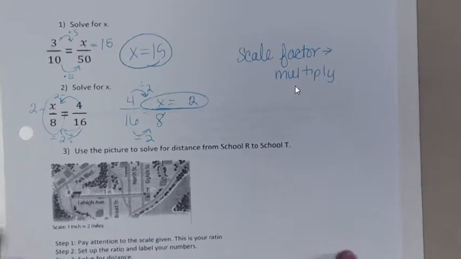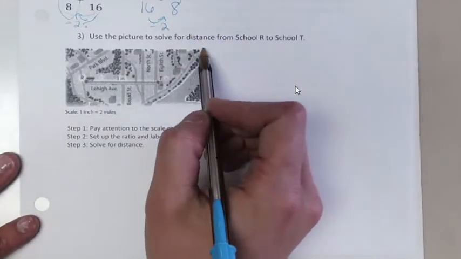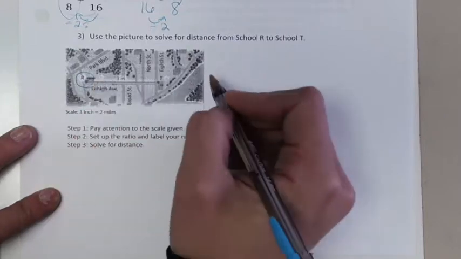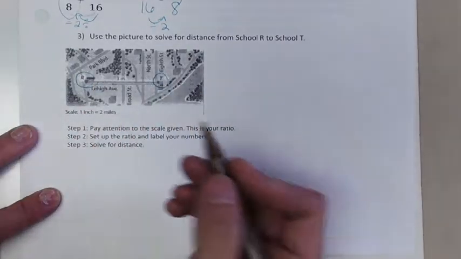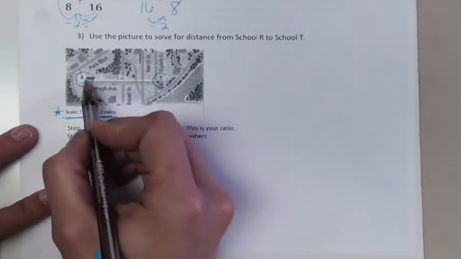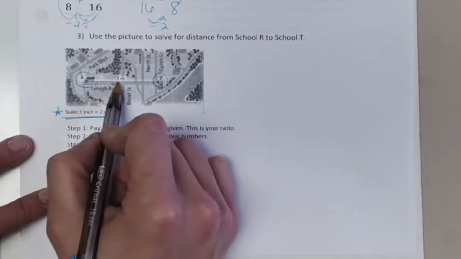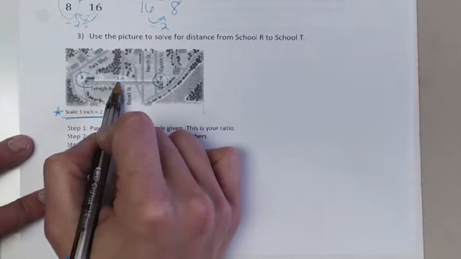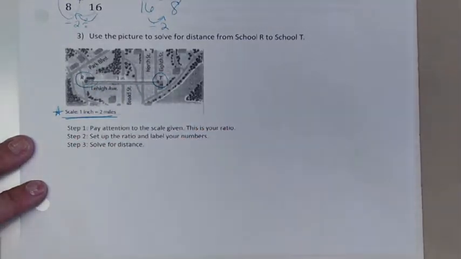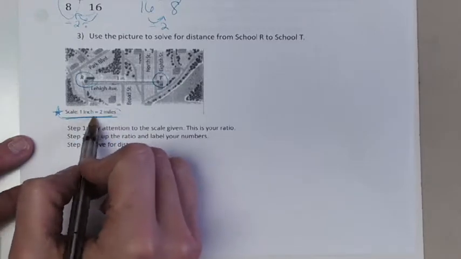Okay, so number 3. Real life situation here. We've got a picture and we're going to solve for the distance from school R to school T. Now you got to look real close. School R is over here. School T is right here. Got to pay attention to this down here. It says on the map that from school R to school T is 3 inches. Now if you think about this in real life, think about a ruler. A ruler is 12 inches. Do you think really the distance between these two in actual life is 3 inches? No. And that's where the key right here, or the scaling factor, is going to come into place.